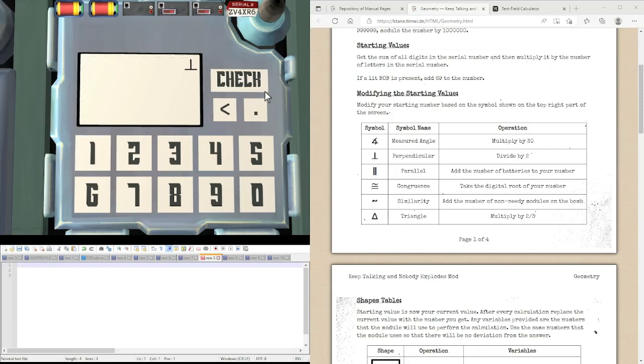So we have the perpendicular sign here, to make sure that everything's there. Yes. Perpendicular sign, so we can divide that by 2. So we're going to have 20.